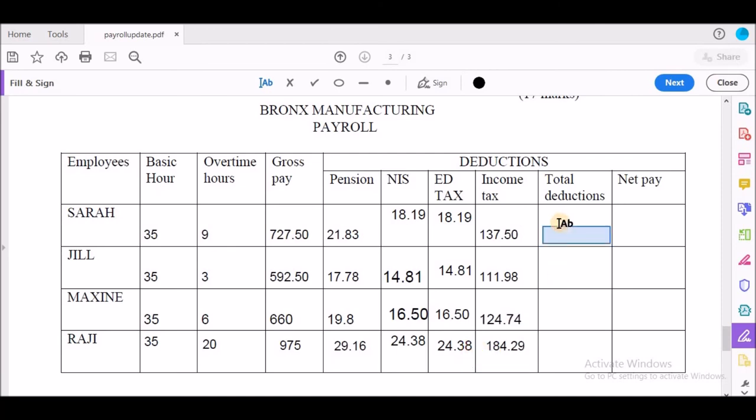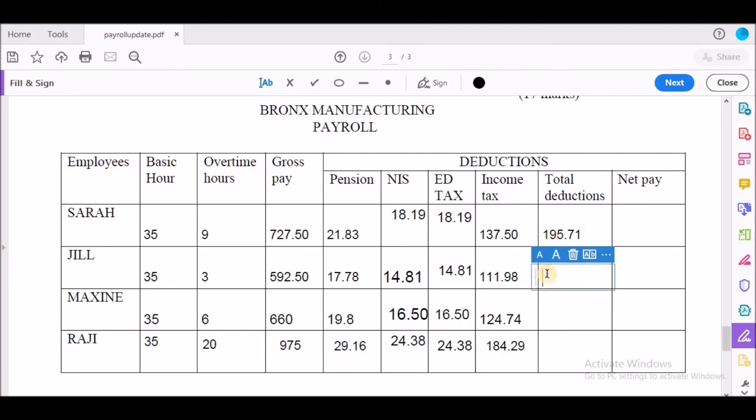Good. So total deductions, we're going to add pension, NIS, ed tax, and income tax. That is 21.83 plus 18.19 plus 18.19 plus 137.50, and I got $195.71.